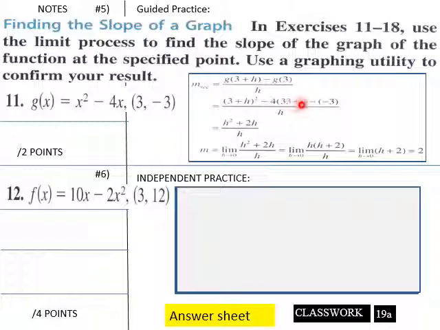When we expand this out and simplify it, we end up with h squared plus 2h over h. So we have h plus 2 as h goes to 0. Your h's cancel. You have h plus 2 here, and as h goes to 0, your slope becomes 2.